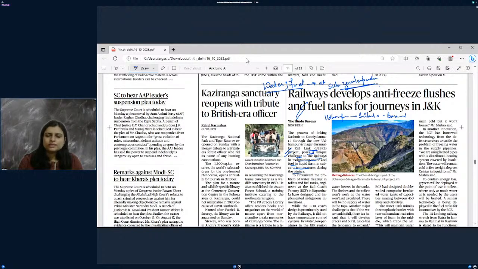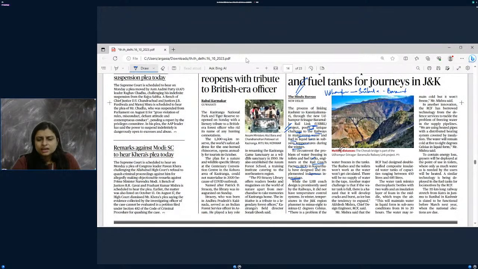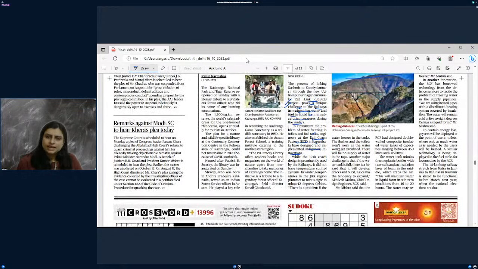Now, to circumvent the problem of water freezing in fuel tanks, engineers at Rail Coach Factory, that is RCF, in Kapurthala, have designed and implemented indigenous innovations. The LHB coach designed and prominently used by the railways did not have a temperature control system. That means the present coaches don't have the facility of what?